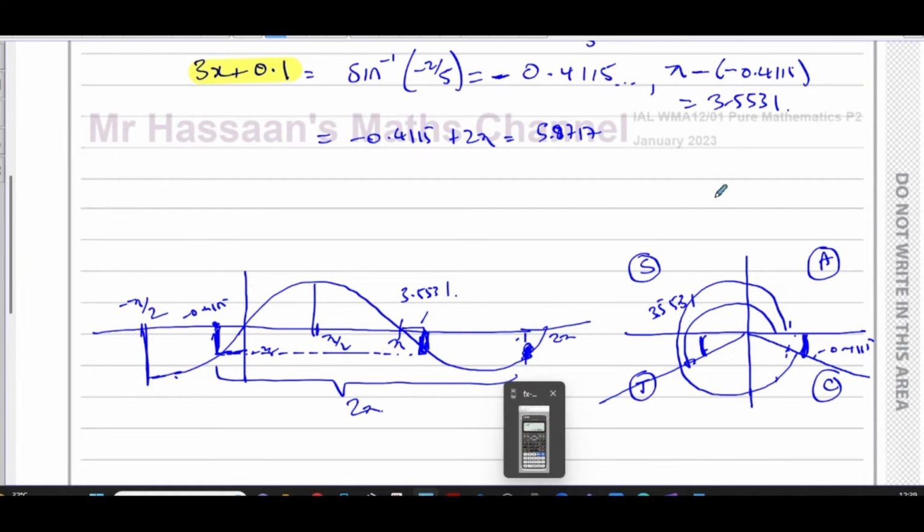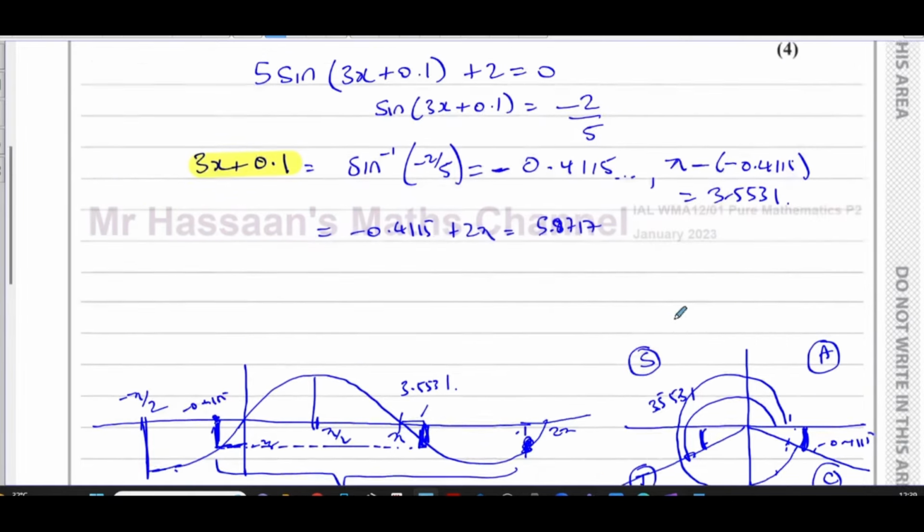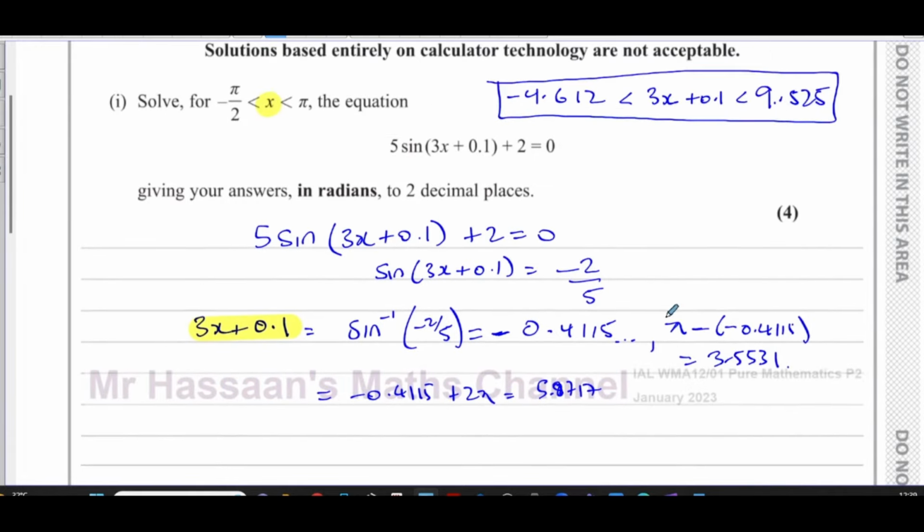Now remember our limit is all the way up to 9.525. If I add 2 pi to this, 2 pi is 6 point something. That's going to be way over 9. It's going to be 11 point something, maybe 12 even. So we can't go further than this. So these are our limits from these two solutions. That's the main solution, and then 2 pi more than that. So we got that far.